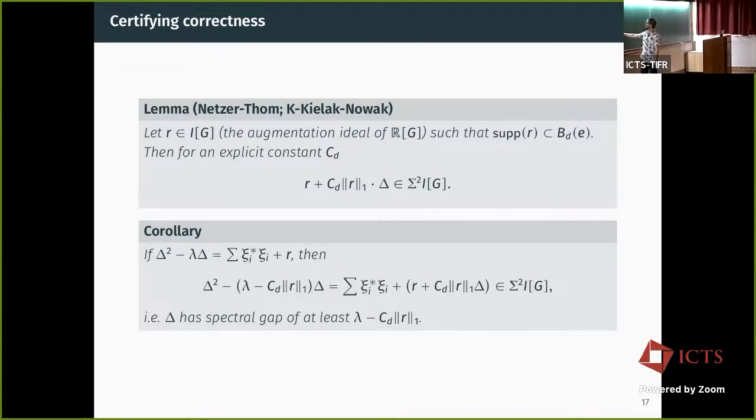Namely, if we have this cone and we have an element R here, which is very close, in the L1 norm neighborhood of our cone, then we know how much we need to push it in the direction of lambda so that it ends up inside the cone. So that means it is a sum of squares. Okay? So it's a statement about dominating a small element in L1 norm by the delta.